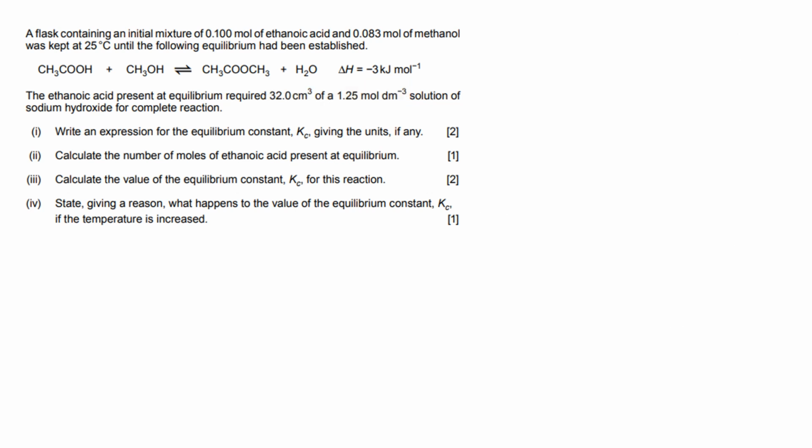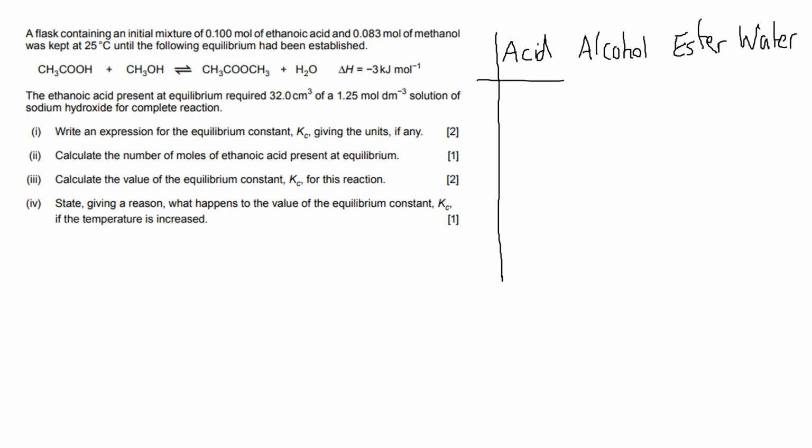Okay, so to tackle the rest of the problem, we need to make an ICE table now. So I'll show you what I mean by that. You've got the acid in the first column, which is your carboxylic acid. You've got the alcohol. Then you've got the ester. And then you've got the water. So those are the 4 things that are involved in the reaction. Make a table then. The first row will be I, which stands for the initial number of moles. The initial number of moles of each.